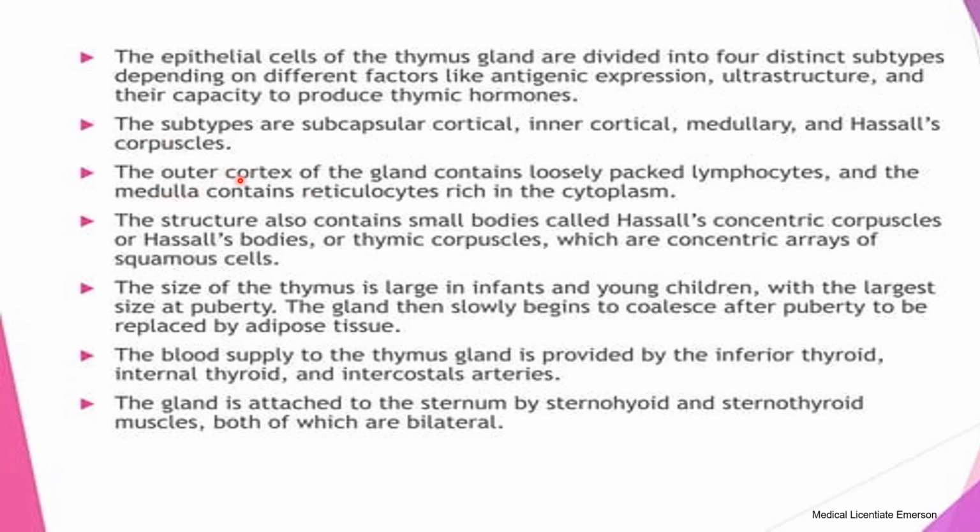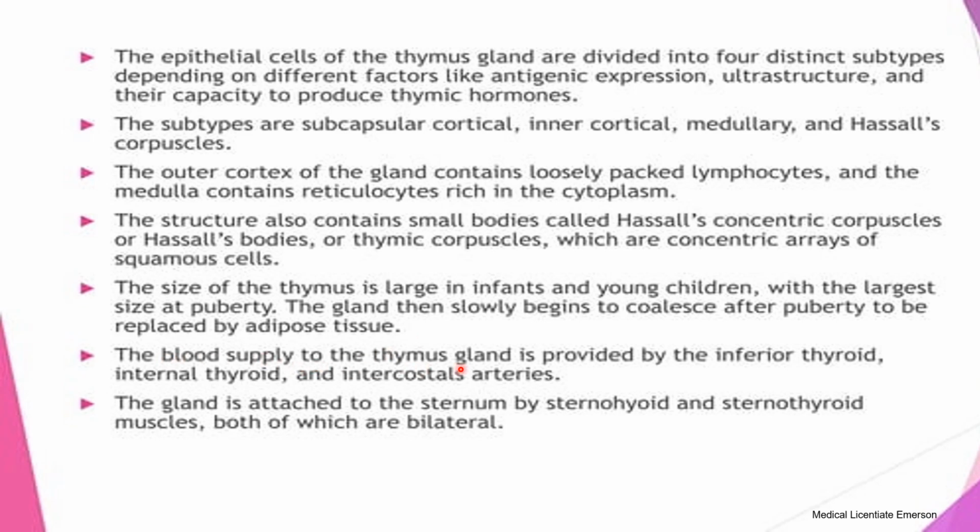We are talking about the thymus. The structure also contains small bodies called Hassall's corpuscles, or thymic corpuscles, which are concentric arrays of squamous cells. The size of the thymus is large in infants and young children, with the largest size at puberty. The gland then slowly begins to coalesce after puberty, to be replaced by adipose tissue.